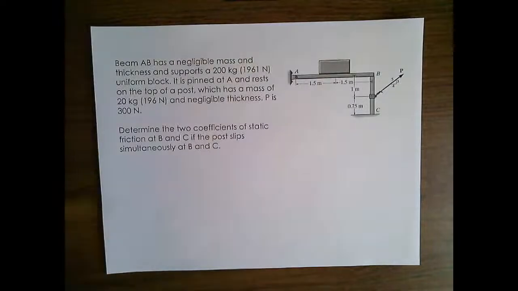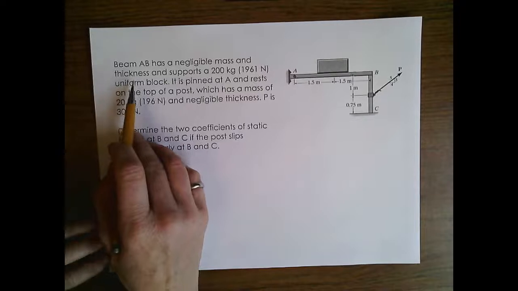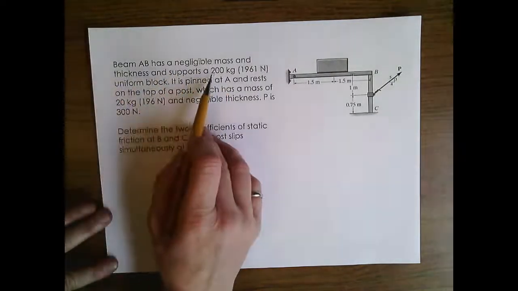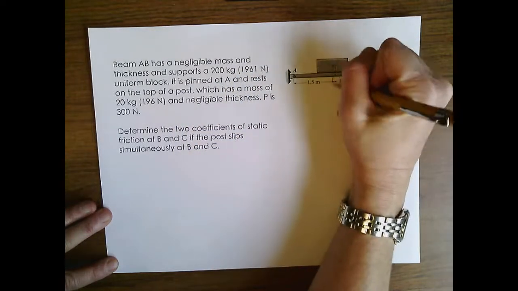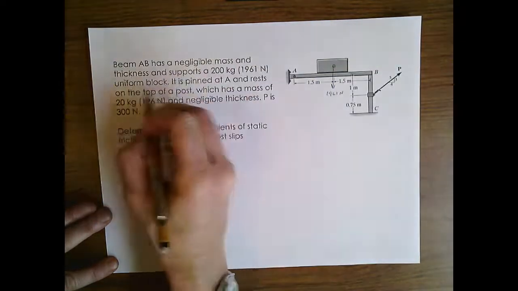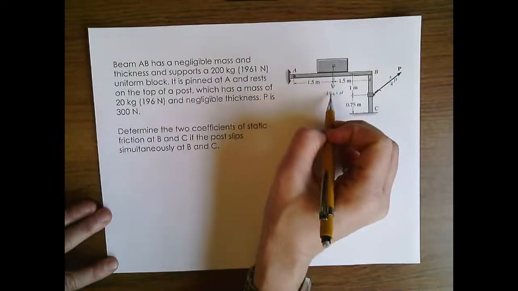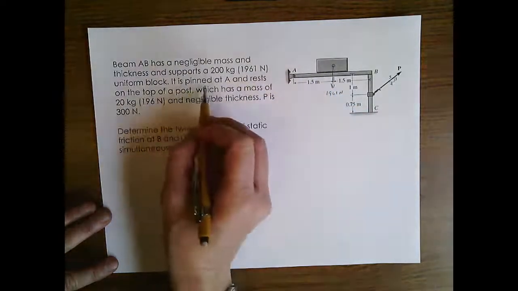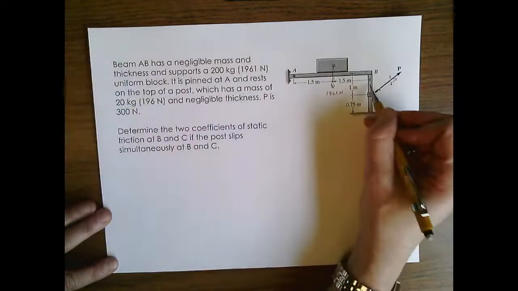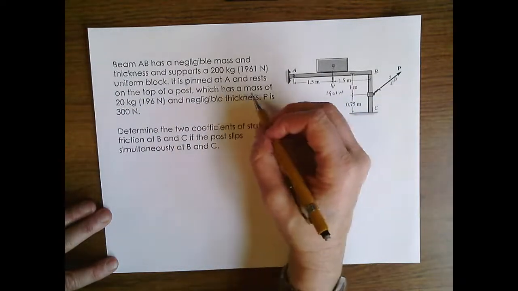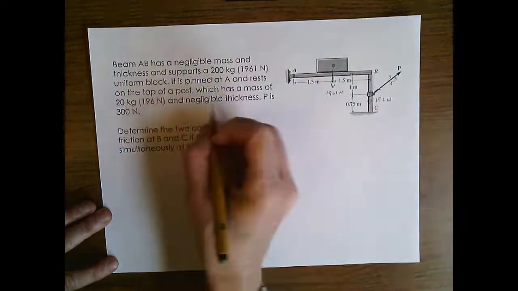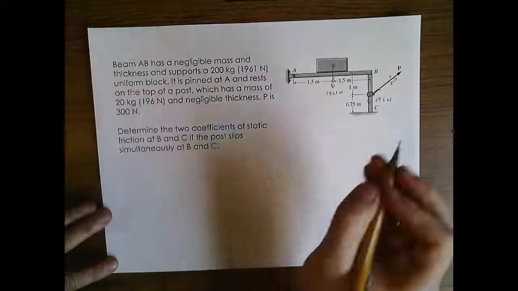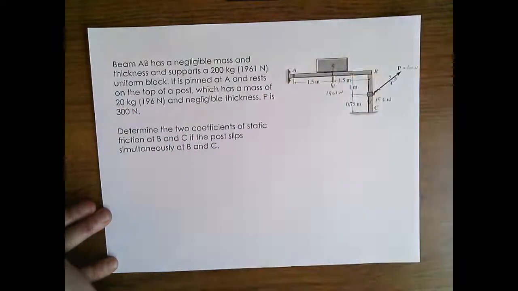Let's look at one that's a little bit trickier. Okay, so we've got a situation here. Beam AB has negligible mass and thickness and supports a 200 kilogram, 1,961 newton weight. It's a uniform block, so I know its location is going to be dead smack in the center there. It's pinned at A, okay, and rests on the top of a post. That would be this post BC, which has a mass of 20 kilograms. So there's my mass there, 196 newtons, and negligible thickness. P is 300 newtons. Okay, so we'll make a couple annotations there.